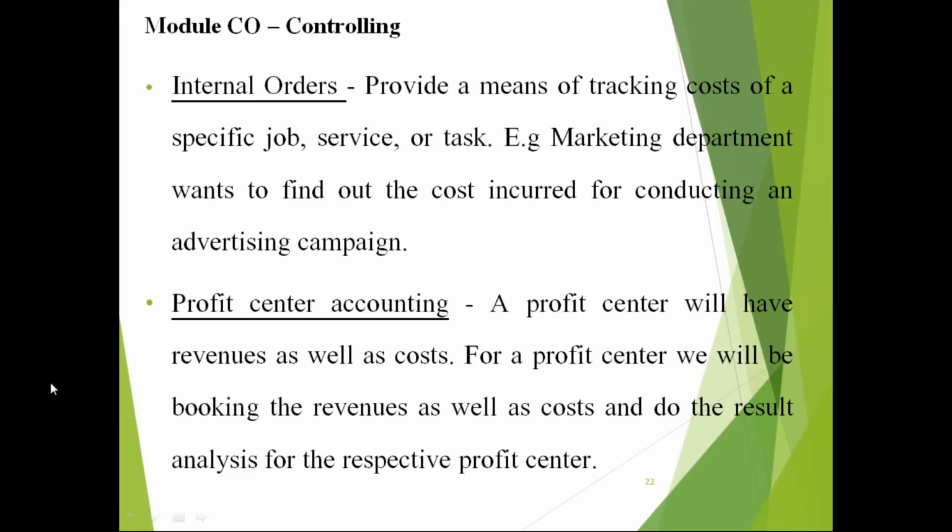This cost center, what I understood, is department wise, right? Exactly. Like finance, how much they have spent, marketing, how much they have spent. And internal order is the breakdown of that particular department's expenditure, like advertisement or exhibition in marketing, right? Exactly. So within a cost center, for a specific activity, what is the cost? You can know from internal orders. So internal order is inside the cost center only. Exactly, inside a cost center.